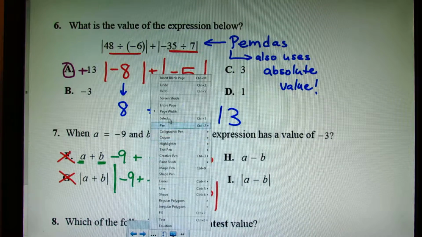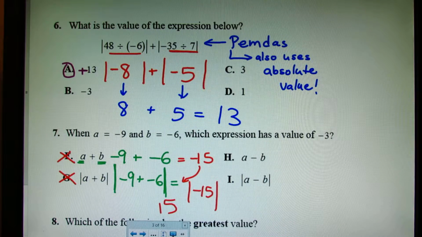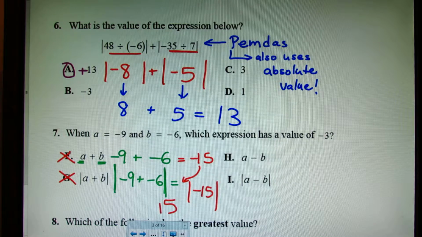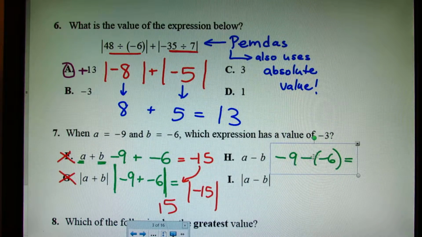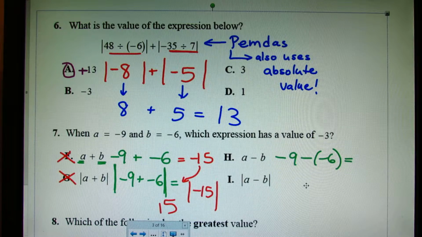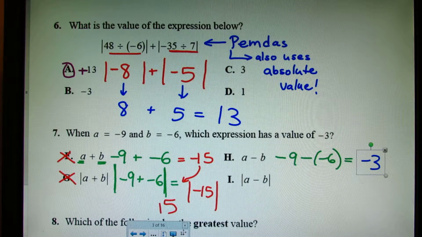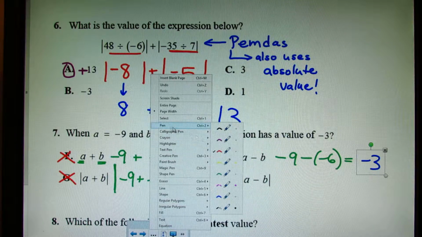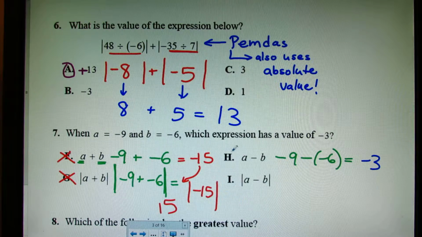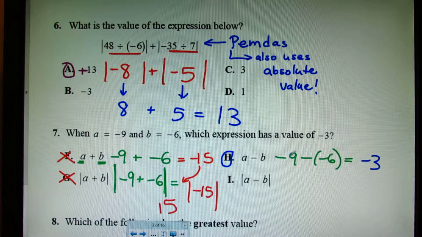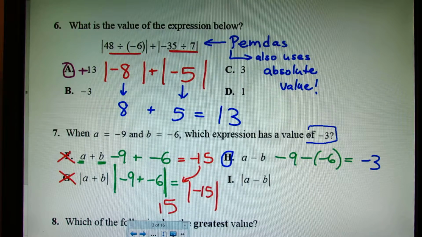Now I'm going to go into the third one. A minus B, negative 9 minus negative 6. Notice the double negative, so I use parentheses. In my calculator, I do that, and that gets me negative 3, which is what I was looking for. So my final answer for number 7 is choice H. Negative 9 minus negative 6 is negative 3, which is what I was looking for.